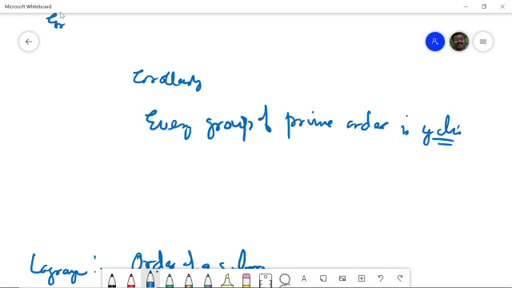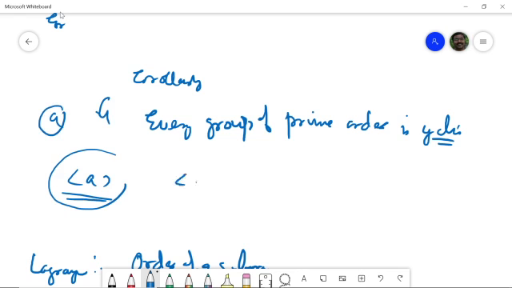Suppose you take a group G of prime order. If you take an element a in G and look at the subgroup generated by this a, what will you get? You should get G itself. Otherwise, what will happen? The order of the subgroup generated by a should divide the order of G.